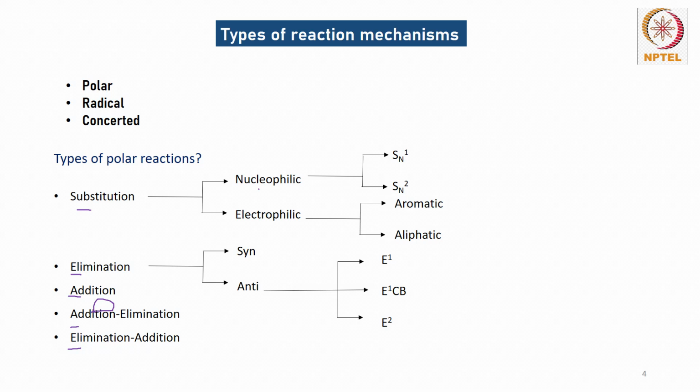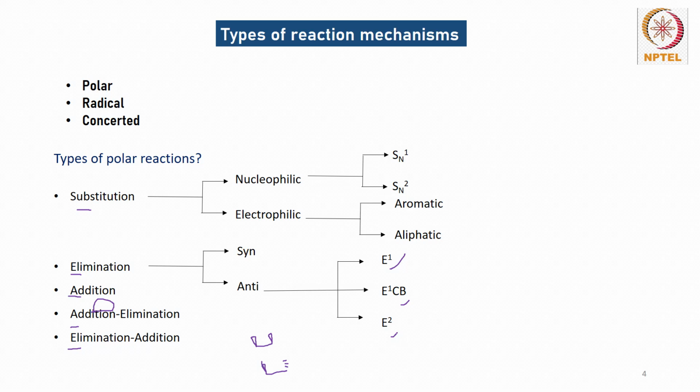Eliminations also exist in two ways. One is syn elimination, where the two eliminating groups are syn to each other. Another is anti elimination, where the eliminating groups are anti to each other. The anti elimination can be divided into three types: first one is E1, then E1CB, and last one is E2.